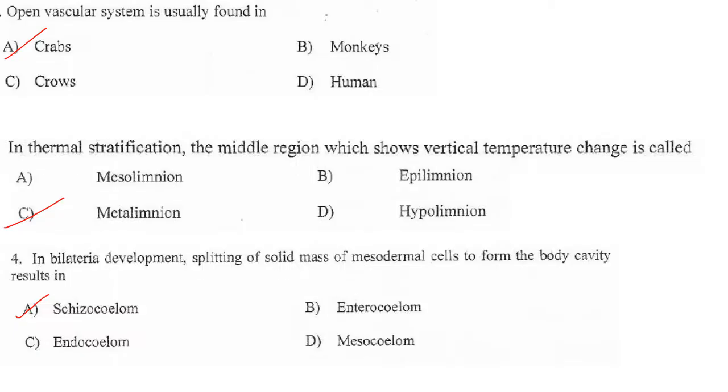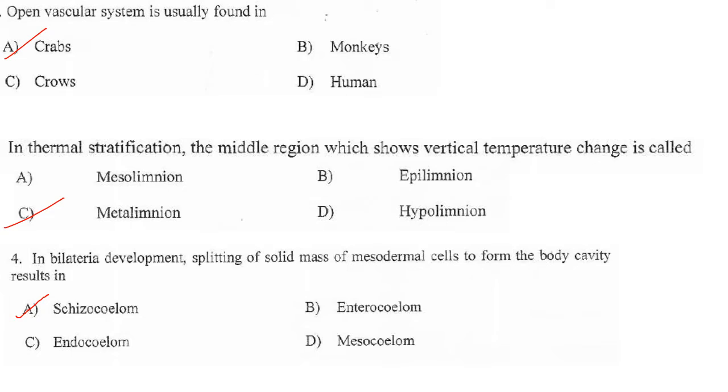So coming to the first question. Open vascular system is usually found in. So open vascular system is primarily found in invertebrates. Here the blood flows freely through cavities since there are no vessels to conduct the blood. So it is seen in the case of crabs. Answer is option A.